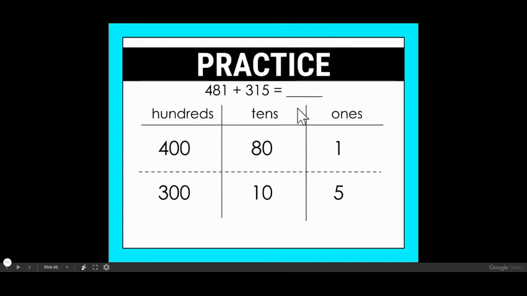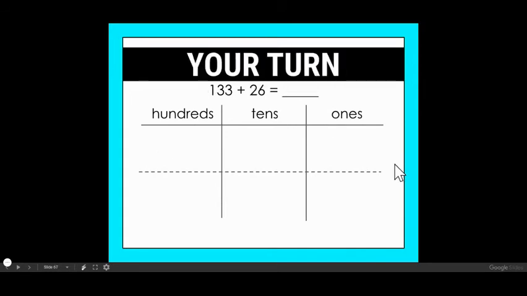All right, let's start in our ones. Let's combine our ones. I have 1 1 plus 5 ones equals 6 ones. 80 plus 10, or 8 tens plus 1 10 would be 90. And now I have 4 hundreds plus 3 hundreds, which would be 700. When we put our numbers together, all of our place values, our answer is 796. All right, it's your turn to do it with me.